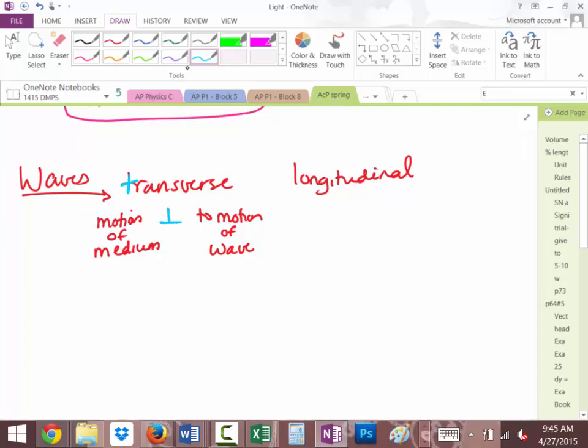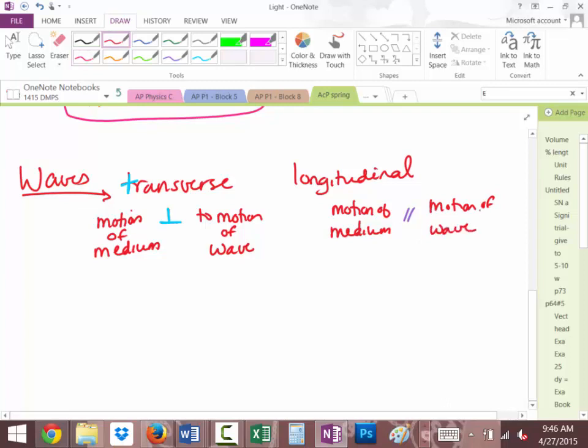There you go, boom. Okay, longitudinal, the motion of the medium is parallel to the motion of the wave. And the trick here is that longitudinal starts with what letter? And it ends with an L, and if you put those L's together, they look like parallel lines. Does that make sense? So that's my little mnemonic, or I don't know if it's really a mnemonic, but the way that I remember it is that you've got the L's, like this and like this, and then they look just like that.